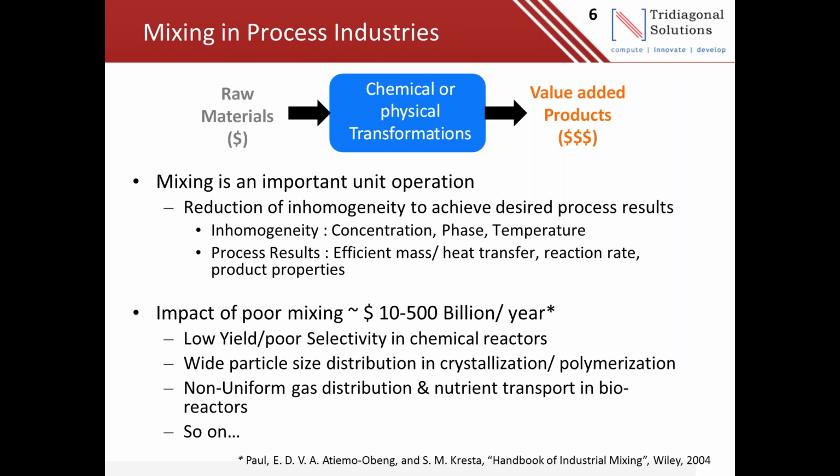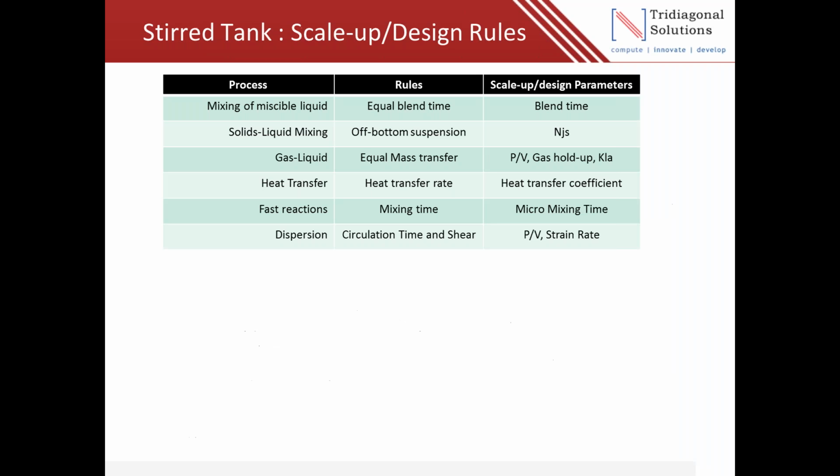Similarly, when we are talking about bioreactors, where we are distributing gas in liquid, we can get non-uniform gas distribution, which leads to inefficient performance of the reactors. So there are many different impacts of the poor mixing, and that's why we should be making sure that we are doing the right scale up, right design to address all our mixing issues. So let's try to understand what are the rules to do this scale up or these designs.